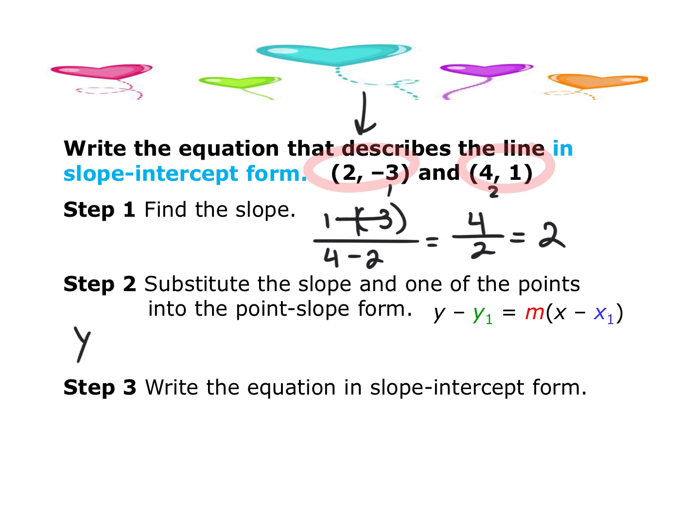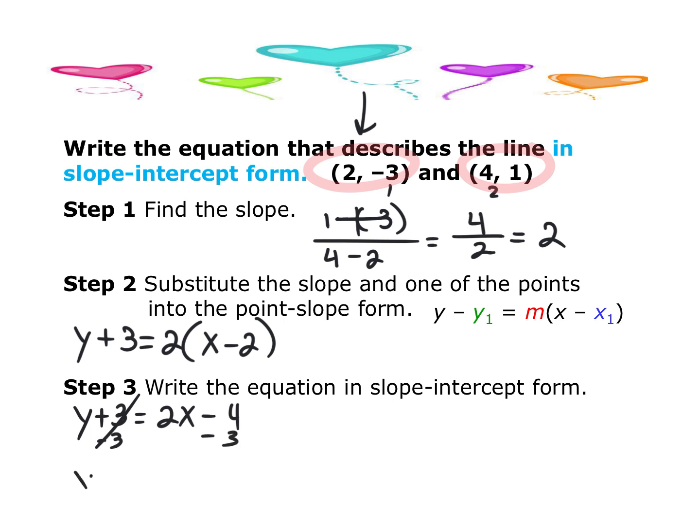So when we do y, and then it's going to be minus 3, so it's going to become plus 3, equals 2, parentheses, x minus 2. Now we're going to distribute first, which is going to give us y plus 3 equals 2x minus 4. I'll subtract the 3 on both sides, and it's going to leave me with y is equal to 2x minus 7.